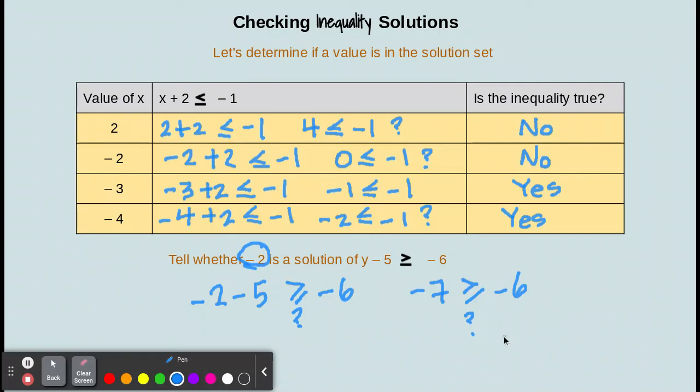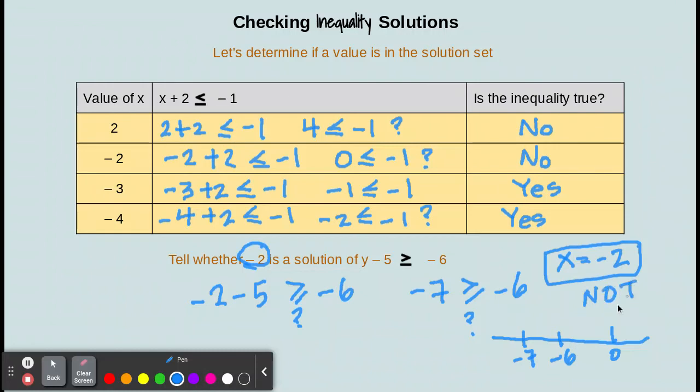Remember, think about your number line. Here's 0, here's -6, and here's -7. Is -7 greater than -6? No. So y equals -2 is not a solution, because -7 is actually less than -6.